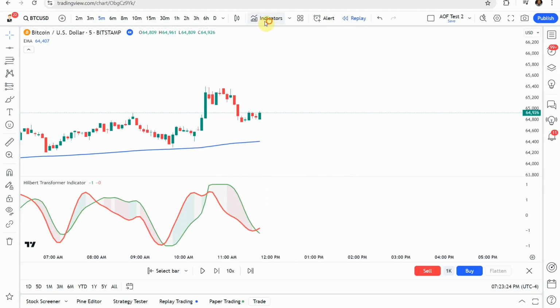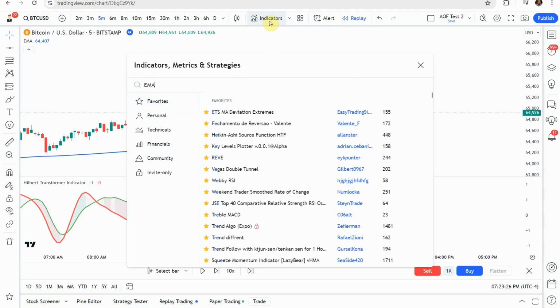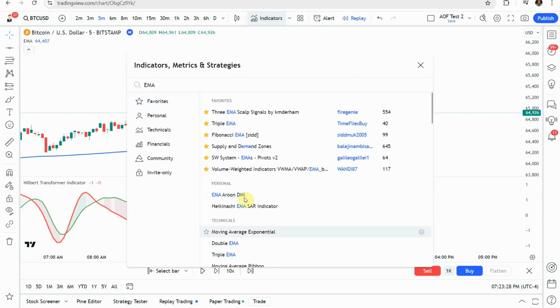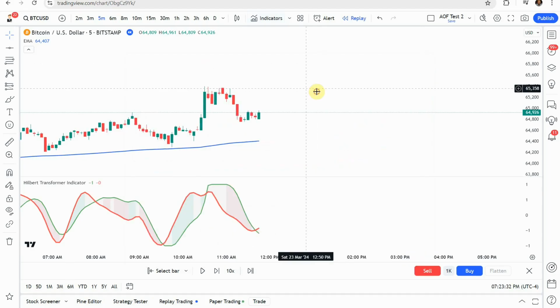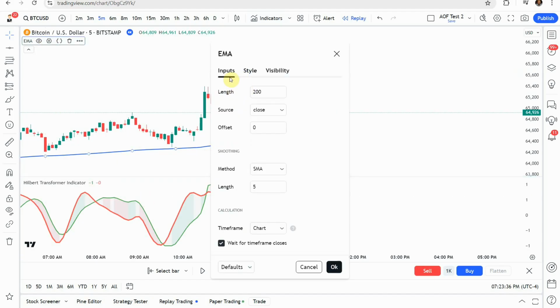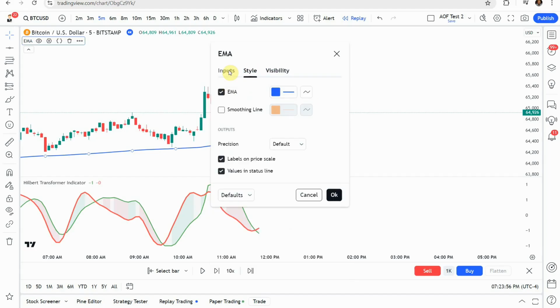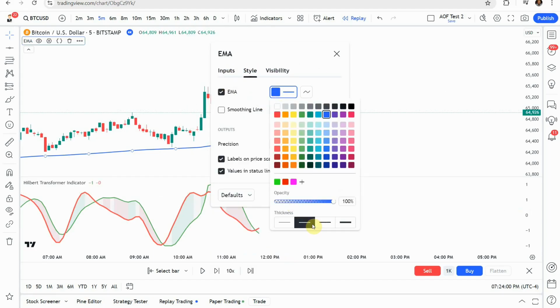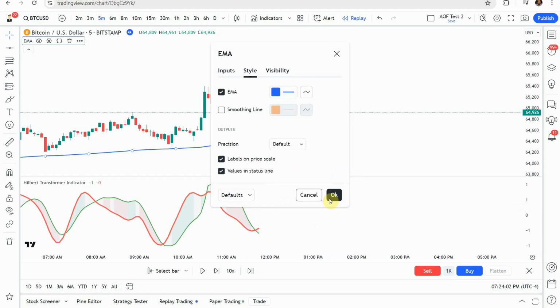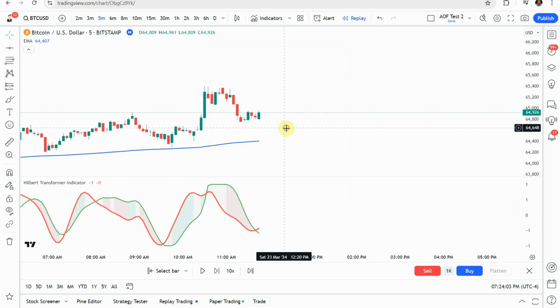The next indicator we will add to the screen is going to be an EMA. So just type in EMA. It's going to be the moving average exponential, this one right here. Go ahead and click on that and add it to the screen. We'll jump into the settings of this one. What we're going to do is change it to a 200 period, and then in the styles, you can change it however you wish. Kept it blue and bumped up the line weight just a little bit, so that way it's a tad bit easier to see.